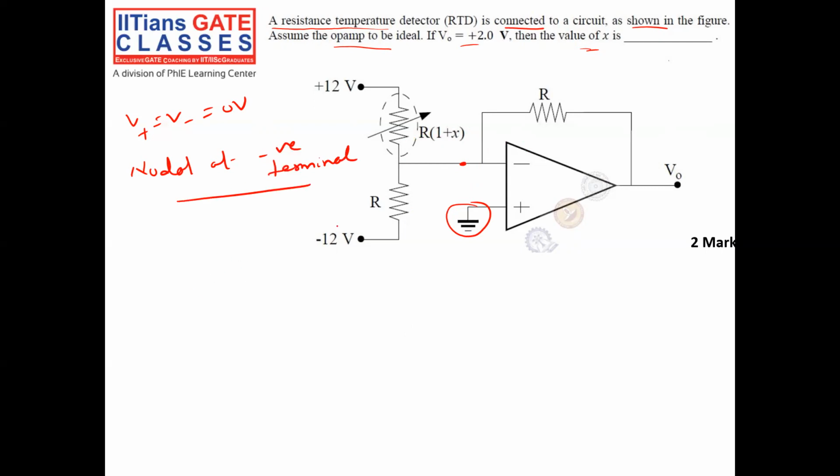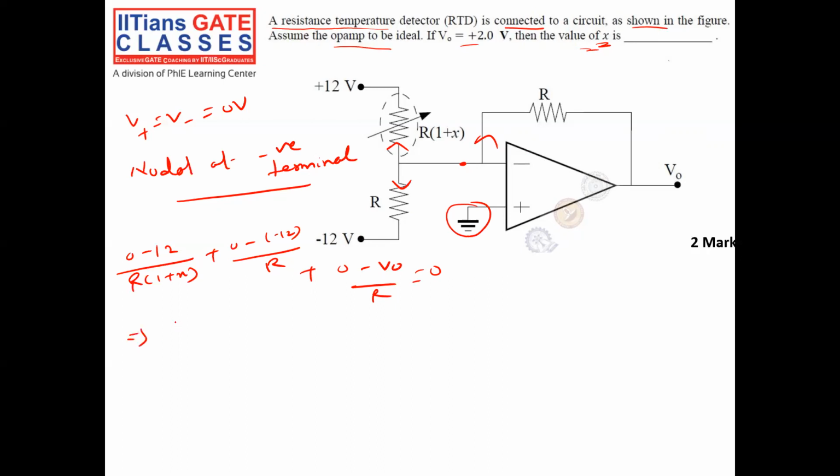Okay, so if I put the current, this is 0 minus 12 divided by R into 1 plus X. Okay, my aim is to find out X, to find X if my output is 2 volt. This is the requirement. Find the value of X at which my output will become 2 volt. So this current is 0 minus 12 by R into 1 plus X, plus this current is 0 minus minus 12, divided by R, plus, what is this current? This current is 0 minus 0 by R, equal to 0.